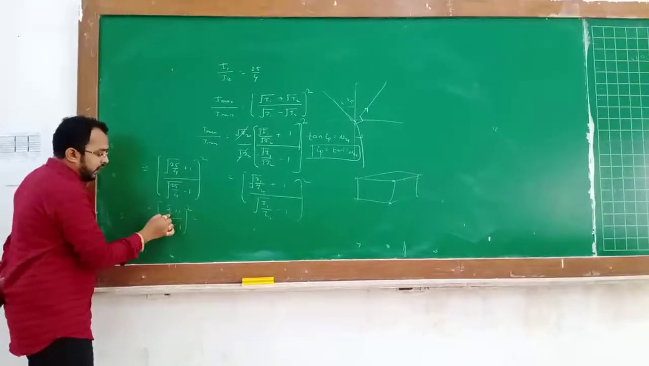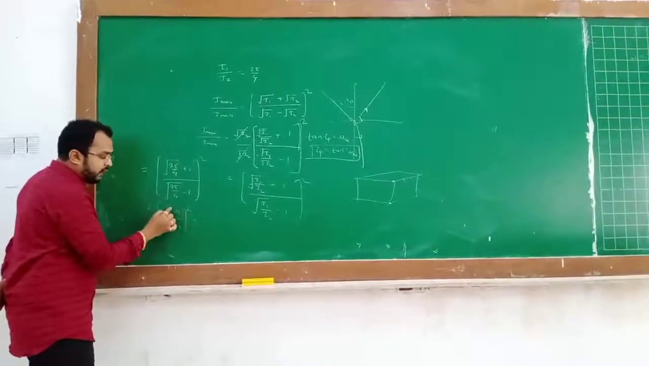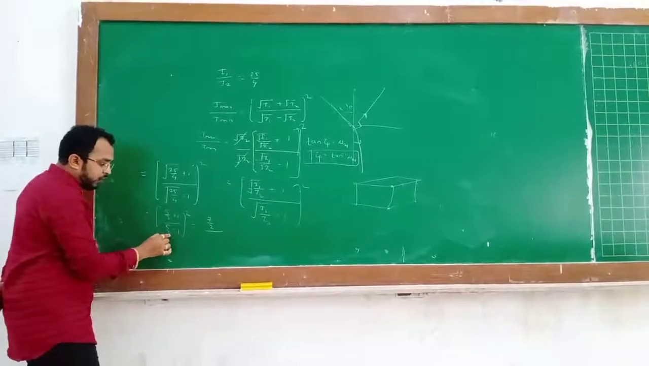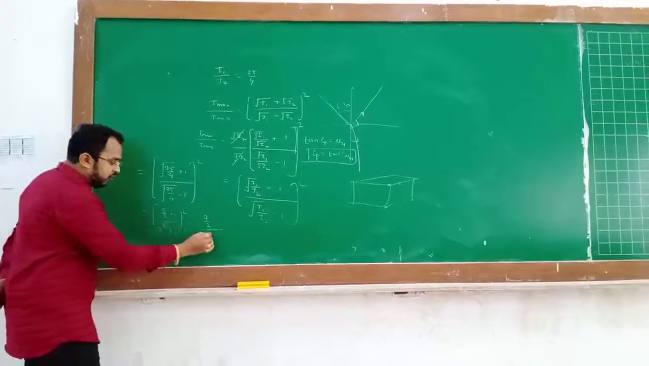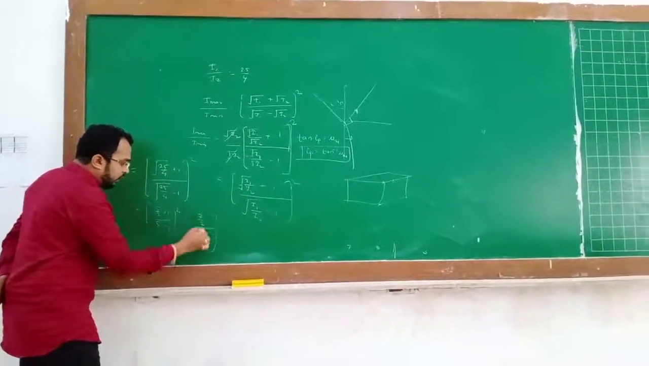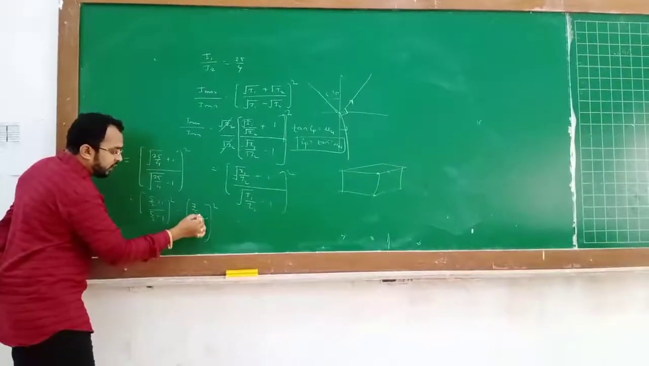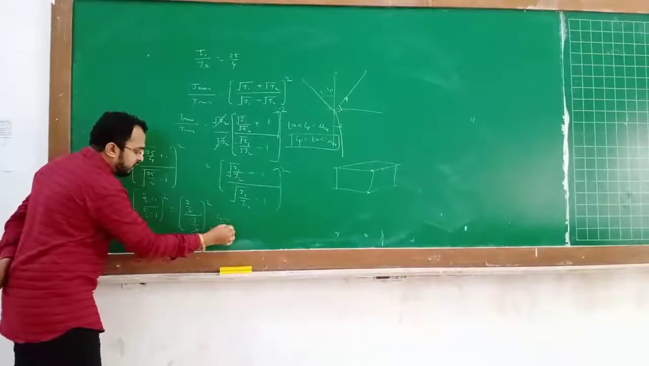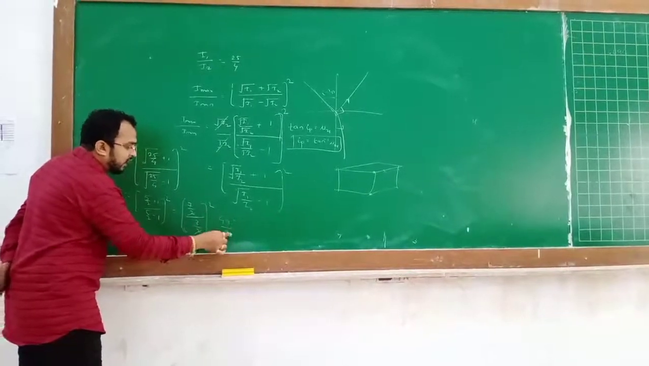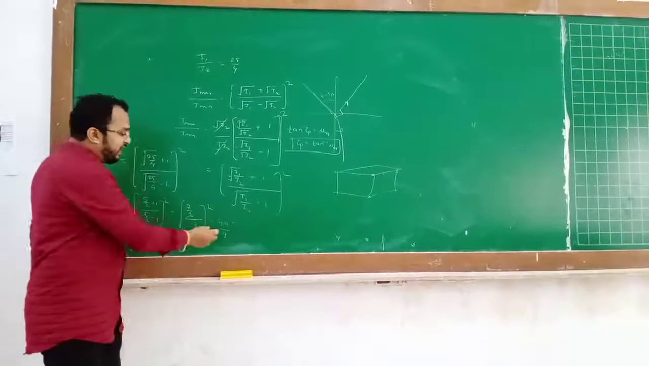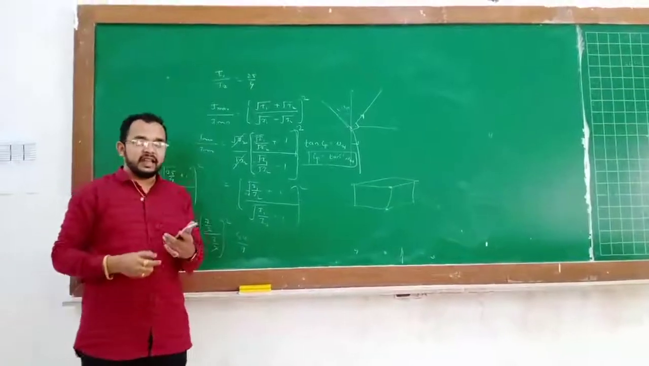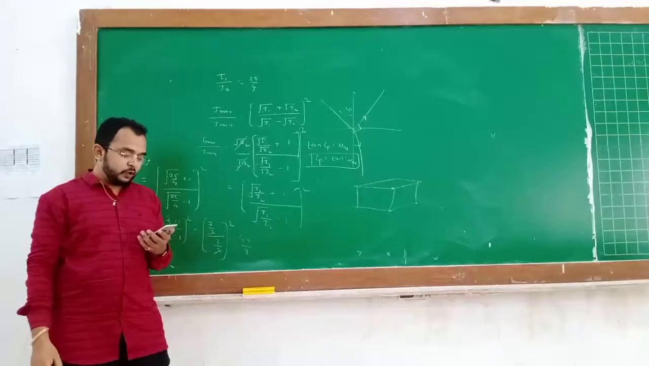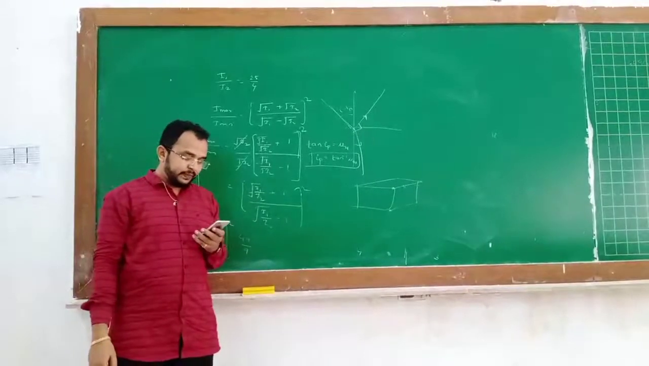Now 5 by 2, let us cross multiply. 2 times 1 is 2, 2 plus 5 is 7, so 7 upon 2. Here also cross multiply: 2 times 1 is 2, 5 minus 2 is 3, so 3 upon 2, the whole square. Now 2 gets cancelled, so 7 by 3 the whole square. 7 squared is 49, 3 squared is 9. Don't cancel; 49 is a complete number and this one is 9. So the answer will be 49 is to 9. So here also option C is correct.